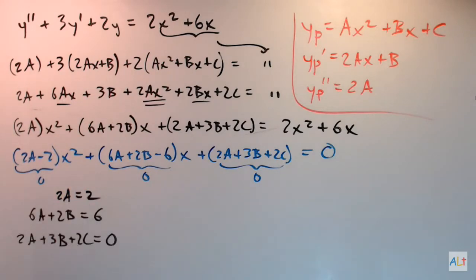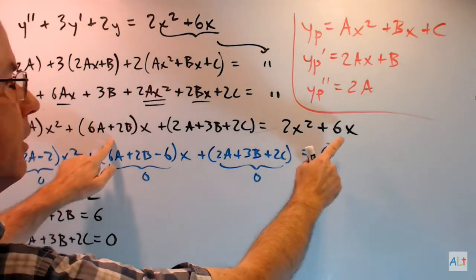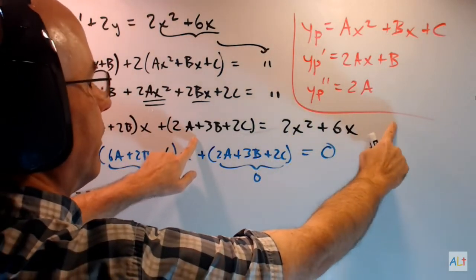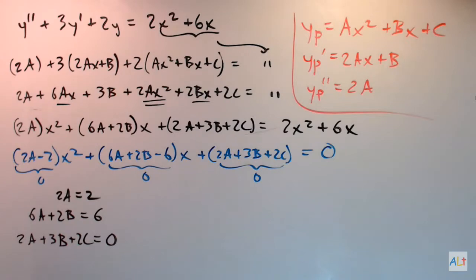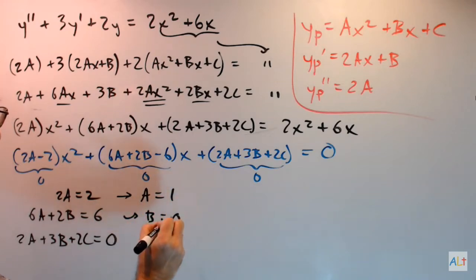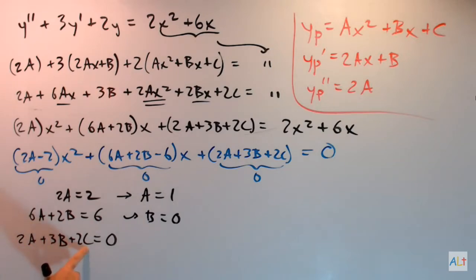Now what people usually do is they just skip straight from here to here. They just match up the terms, and then of course there's nothing there, so it would be a 0. And now you solve for this. If a equals 1, we have 6 plus 2b equals 6, so 2b equals 0. And now you've got a 1 there and a 0 there, so 2 plus 2c equals 0.